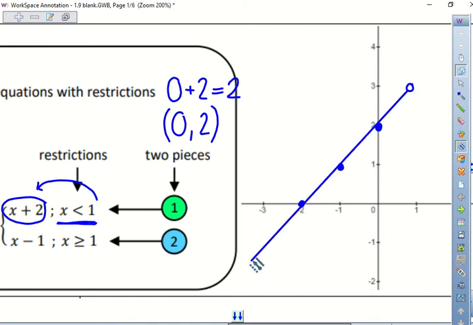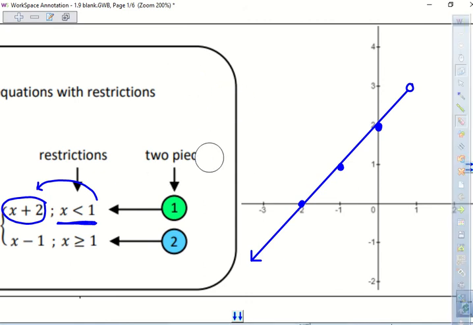So I'm going to connect the graph, and I'm going to put an arrowhead here. Does anyone know why there's an arrow? Yes. Because it continues onward. Very good. So x is less than 1 is infinite, right? It goes on forever in the negative infinity direction. So we dealt with the first part of our graph.